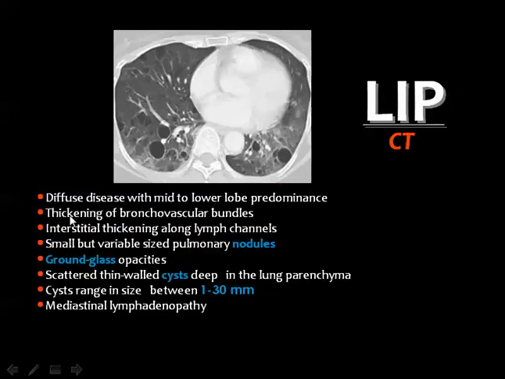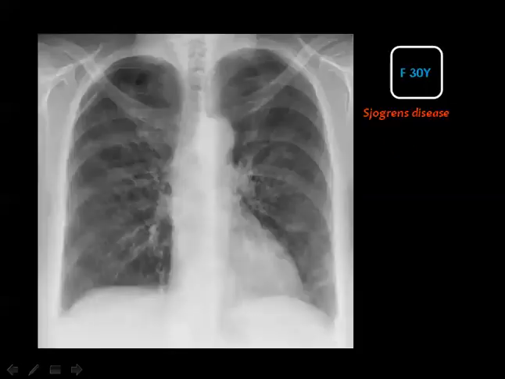Then you have thickening of the bronchovascular bundles, which is not an issue, but you got ground glass opacities, you got cysts, like these cysts filled with air, and you may find sometimes mediastinal lymphadenopathy.